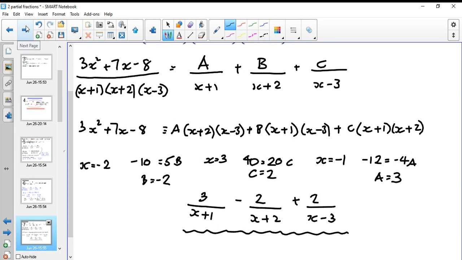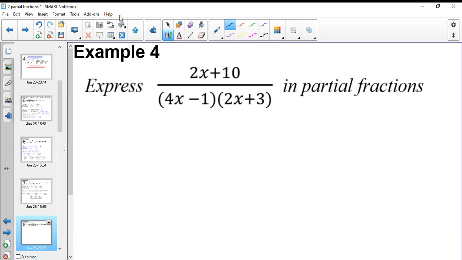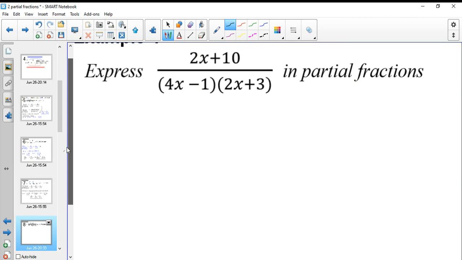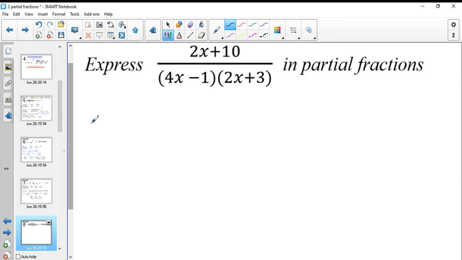Okay, the last one we're going to look at is this one. It's got two linear factors, but the linear factors haven't just got a 1x. So I'm going to show you an alternative approach to working out what A and B are. First part is the same.